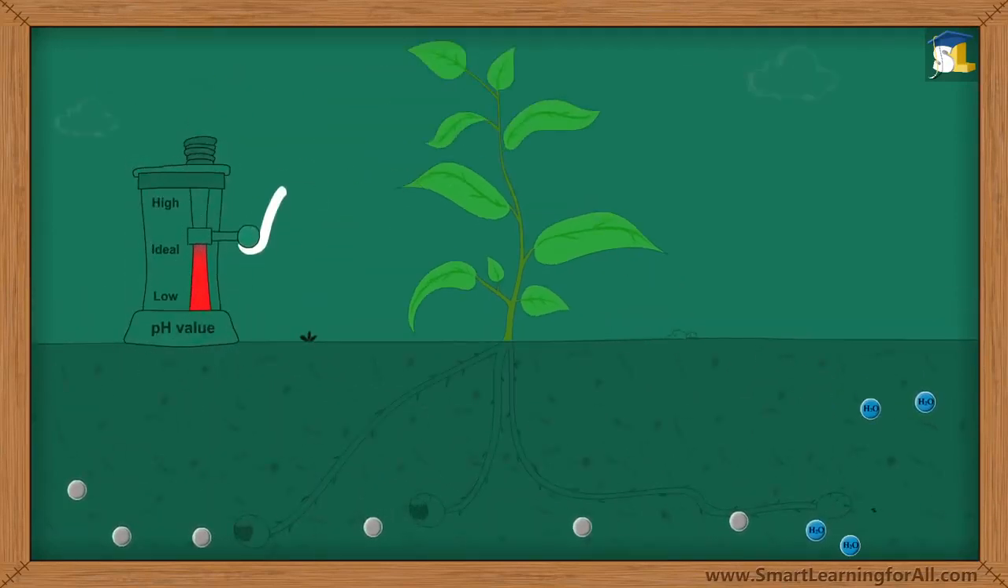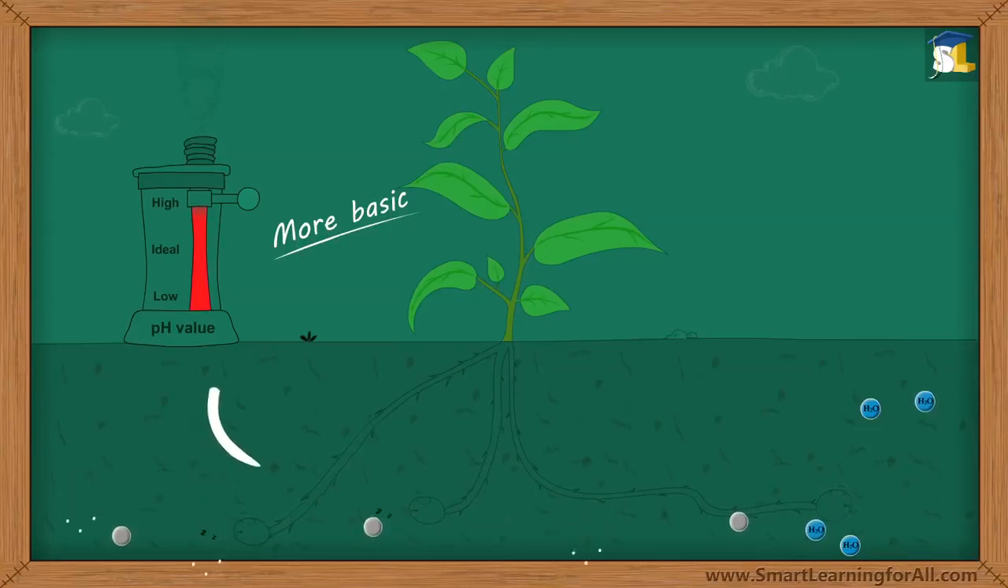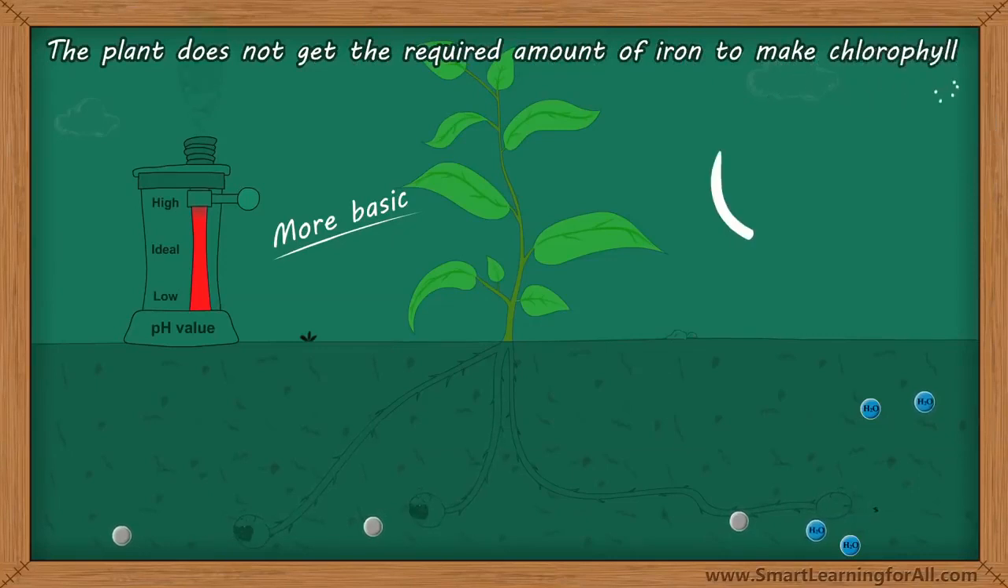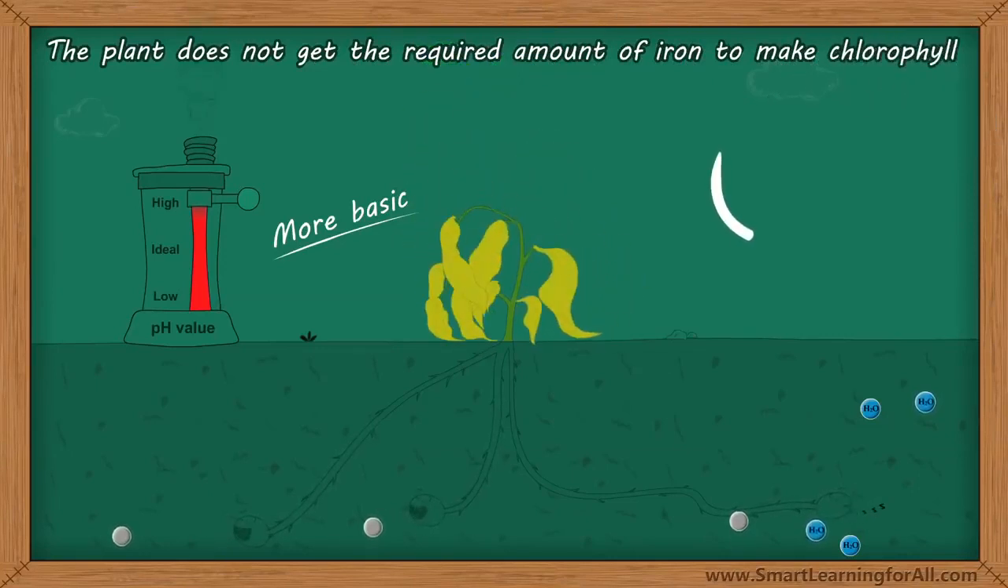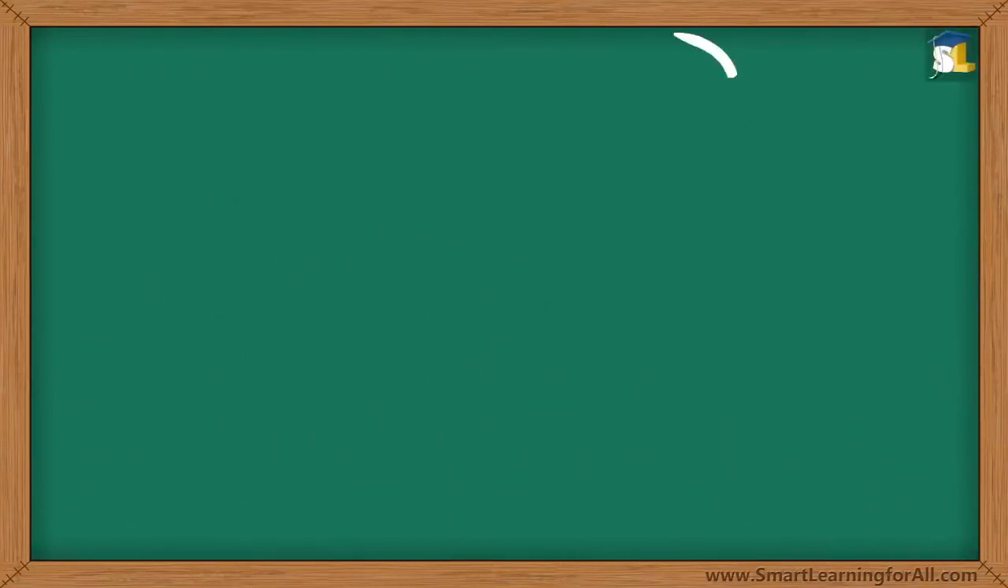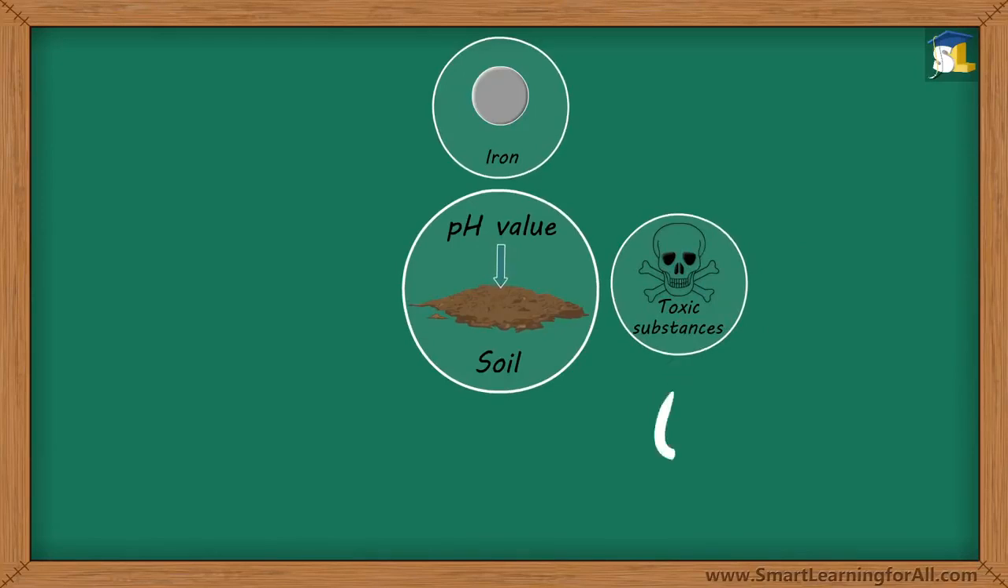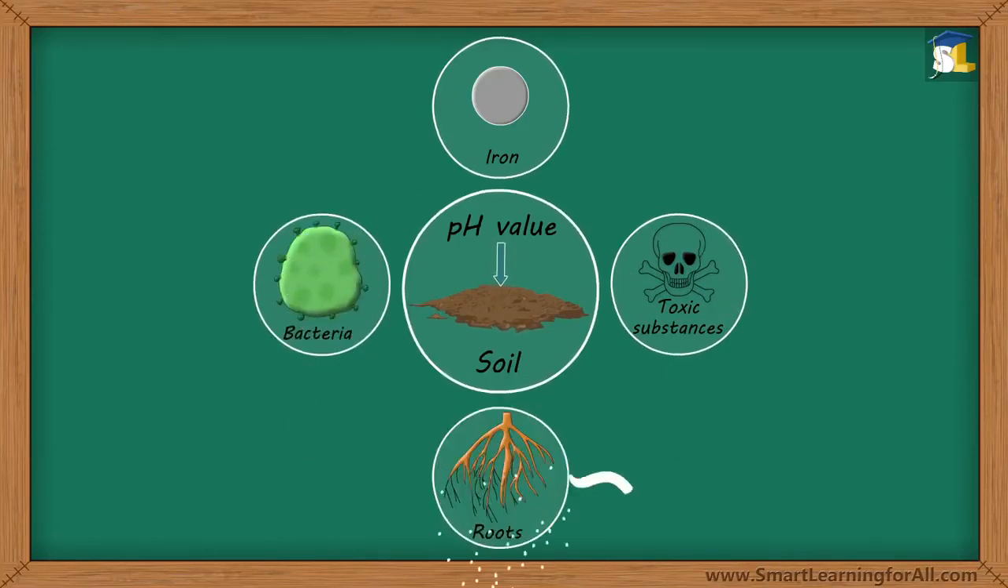However, when the pH of soil increases, that is, when it becomes more basic, the availability of iron decreases. As a result, the plant does not get the required amount of iron to make chlorophyll, and hence it turns yellow. Also, besides the availability of iron, pH value of soil also affects the level of toxic substances, growth of bacteria and roots, etc.